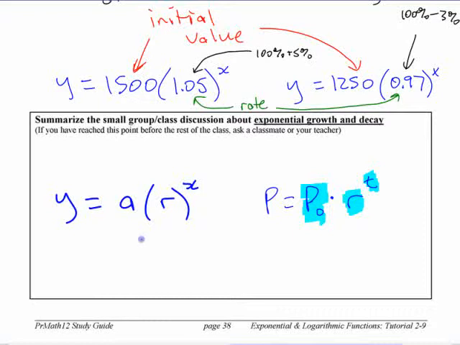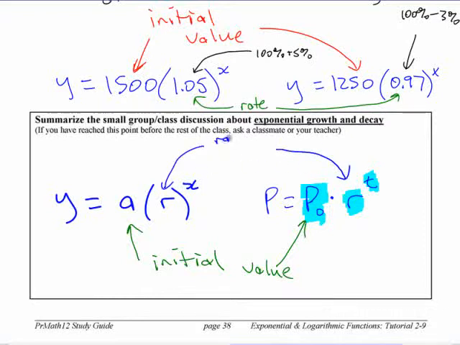Okay, if you want to make a couple notes as to what that is, this is the initial value, and the other thing is the rate. This is the rate. The rate's the hardest thing to come up with, especially in the decay example where you're losing a certain percentage.